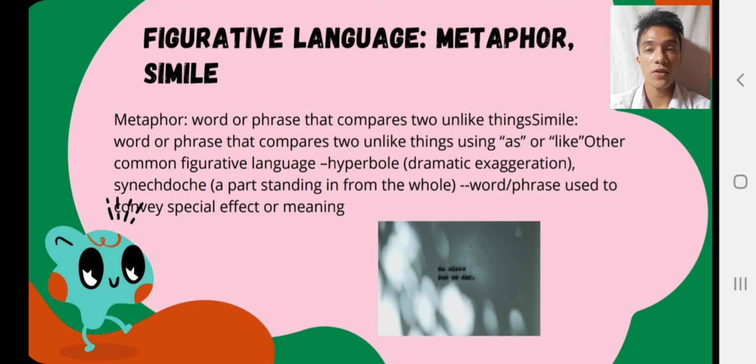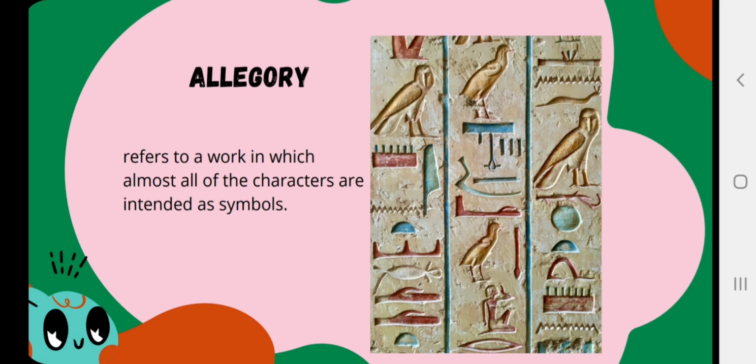So next is figurative language: metaphor and simile. A metaphor is a word or phrase that compares two unlike things, and a simile is a word or phrase that compares two unlike things using as or like. Other common figurative language are hyperbole and synecdoche, used to convey special effect or meaning.